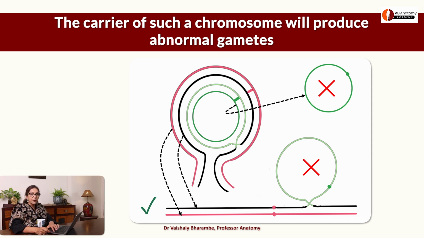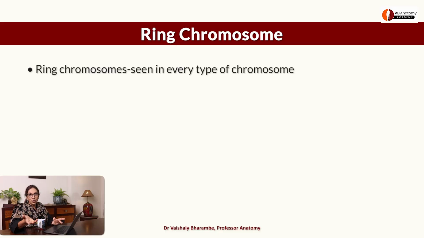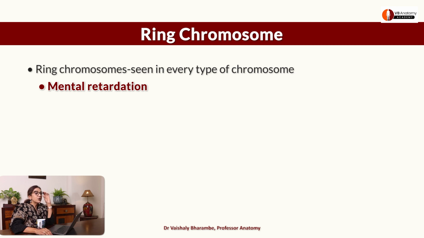What does this mean? It means that this person is very likely to have low fertility because many of his gametes are abnormal. There is only a 1 in 3 chance of his conceiving a normal child, right? So that is how ring chromosomes lead to infertility. As you know, they're always associated with mental retardation.